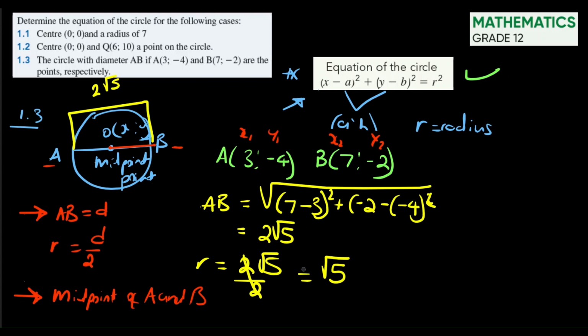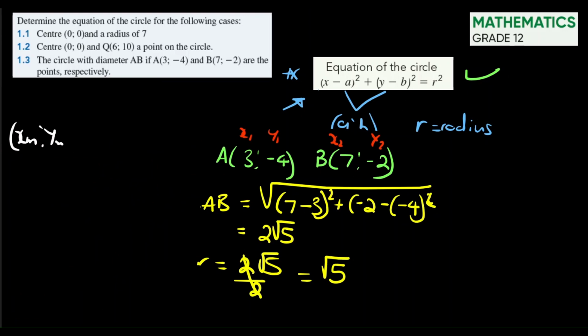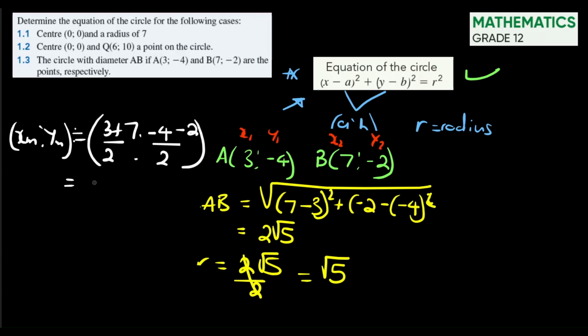So now, since we found the radius, we need to calculate the circle center, which is the midpoint of the 2 points. Let's go ahead and calculate that using the midpoint formula. X at M, Y at M. This should give us x1, which is 3, plus x2, 7, over 2, and y1, which is -4, plus y2, which is -2, all divided by 2. If you're wondering where I'm getting these formulas, it's just from recollection, or you should be able to find them in the formula sheet. That gives 10 over 2, and -6 over 2, which is 5, -3. That will be the midpoint, and that will be the circle center.